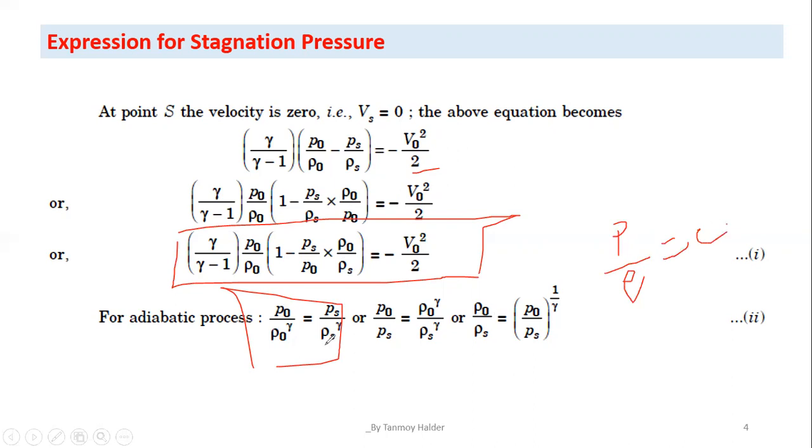Then PO by rho O to the power gamma is equal to PS by rho S to the power gamma, as P by rho to the power gamma is equal to constant. If we simplify that, we are getting that rho O by rho S is equal to PO by PS whole to the power 1 by gamma.